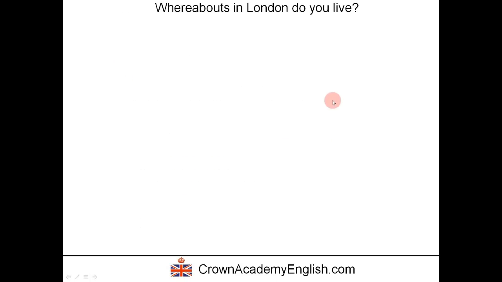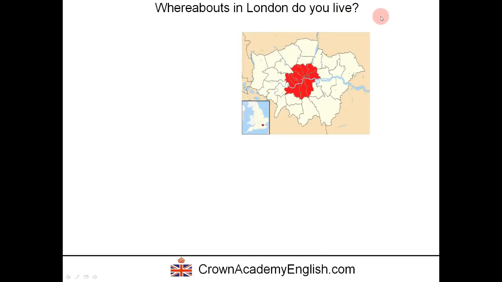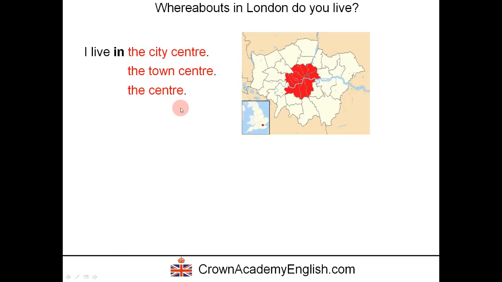Let's look at some other possible answers to the question, whereabouts in London do you live? We can say, I live in the city centre. So this is London, the whole yellow part is London, but I live somewhere here, in the city centre. And if it is a town, we say, I live in the town centre. It's always in. Or simply we can say, I live in the centre.